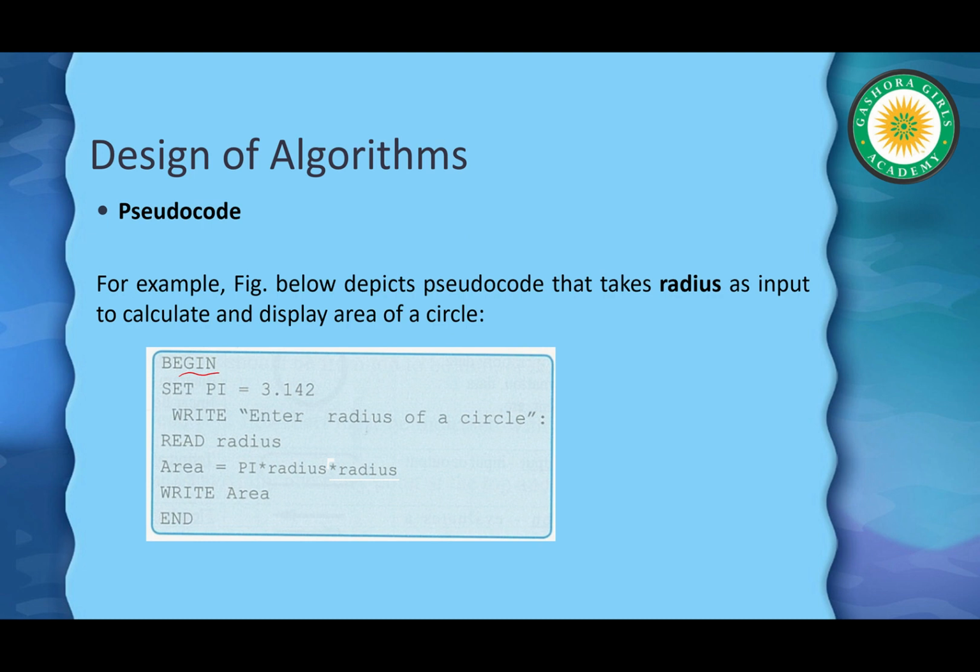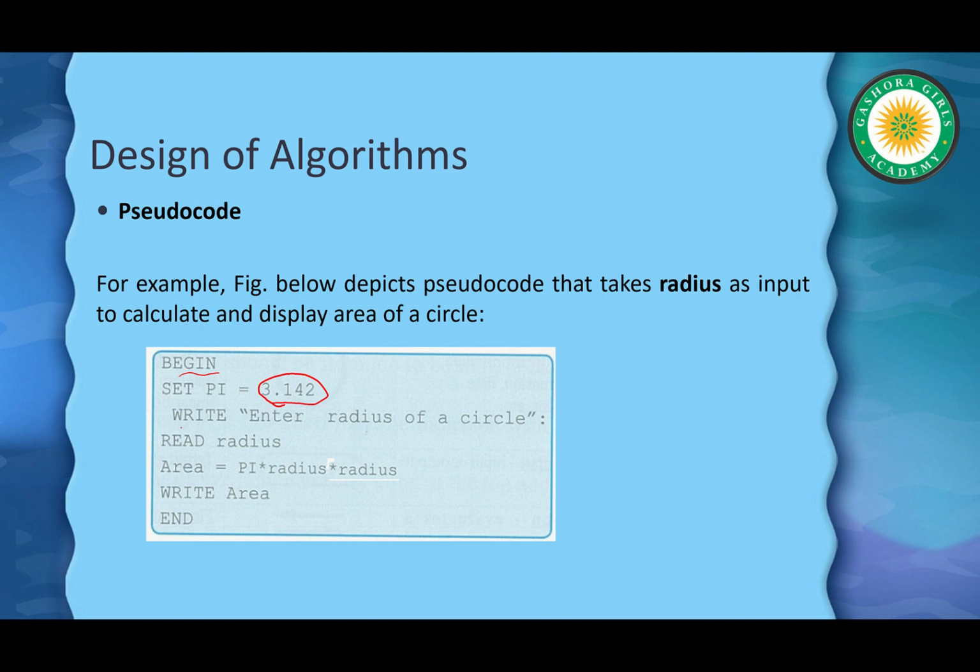So this begin shows where the pseudocode begins, and here we have the keyword set. The keyword set sets the value of 3.142 to pi, and this value is known. Then here we have another instruction saying write enter radius of a circle.